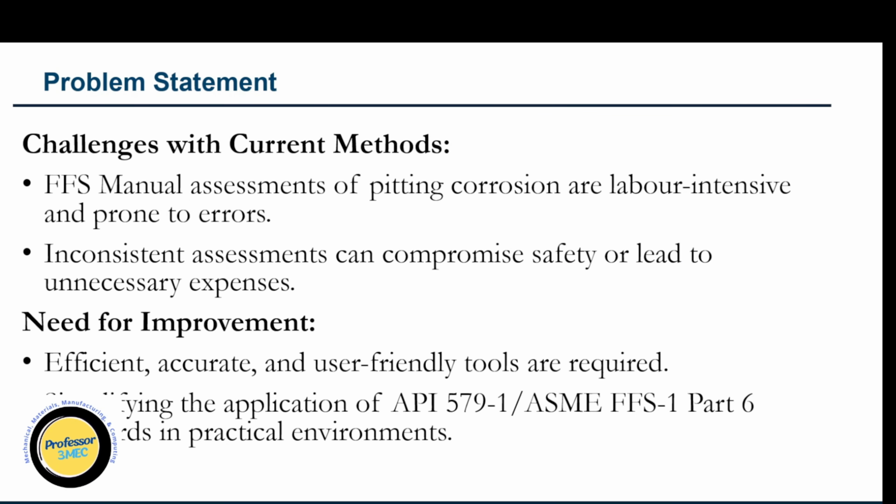It poses significant risks to pressure systems in oil and gas, petrochemical, and power generation. The challenge with the current method is that FFS manual assessments of pitting corrosion are labor intensive and prone to errors because you need to do a lot of hand calculations. Inconsistent assessments can compromise safety or lead to unnecessary expenses. So definitely we need to improve those processes and develop efficient, accurate, and user-friendly tools which can enhance the overall assessment process, and also simplify the application of API 579 or ASME FFS-1 Part 6, because Part 6 is the standard used in the industry to assess pitting corrosion.